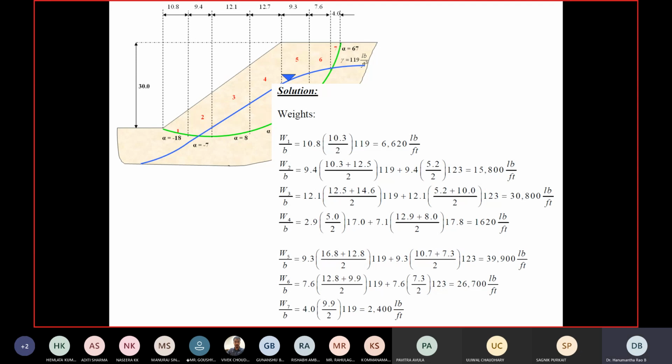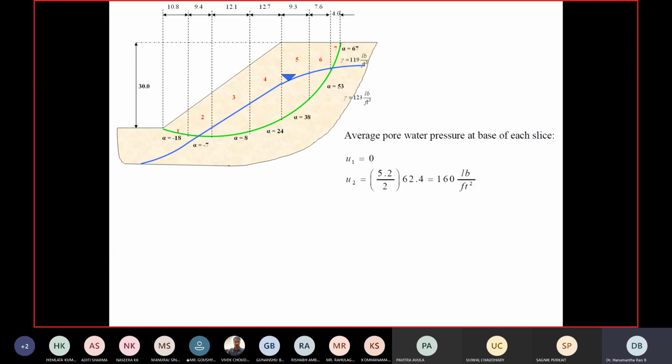Okay, so these are the weight components. Now there is a water table, so we can calculate the U component, that is pore water pressure. So the average pore water pressure at the base of each slice. Since there is no water table corresponding to slice number 1, the pore water pressure is 0.